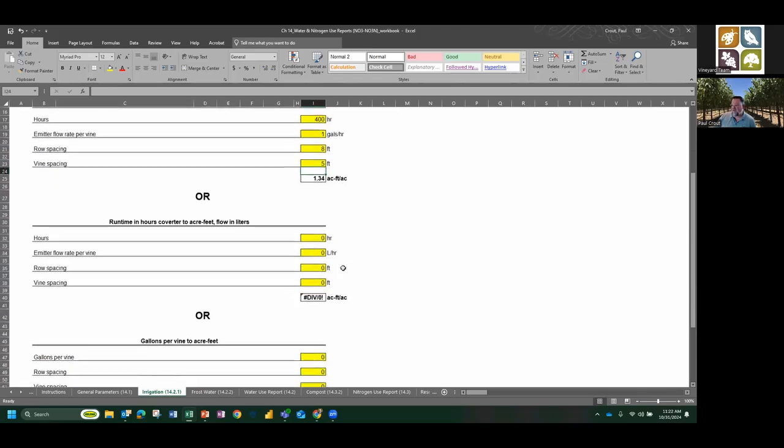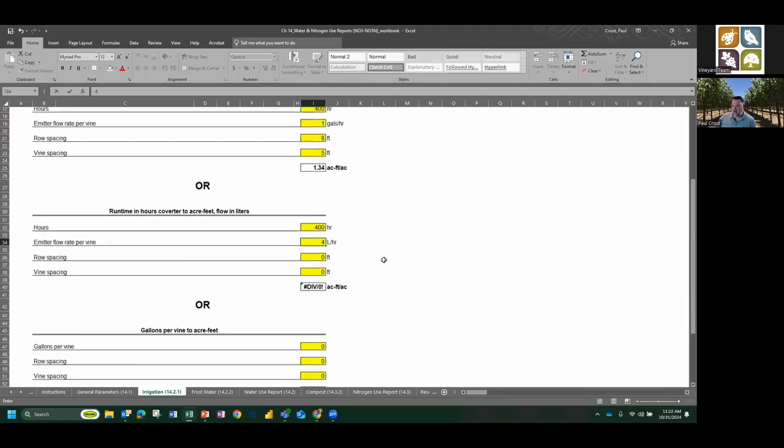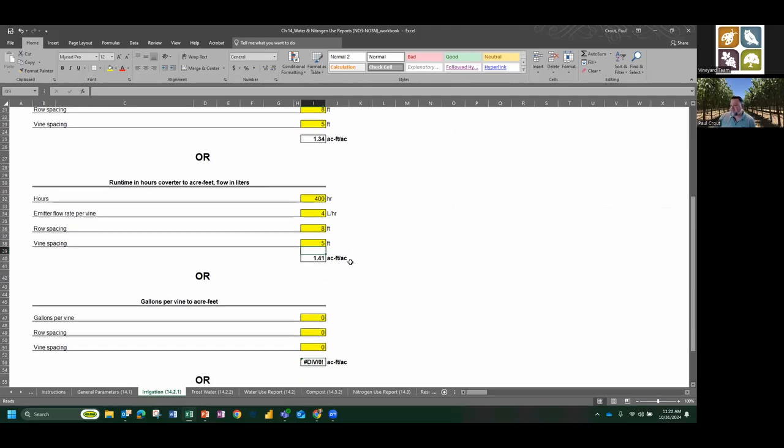Now, if you have liters per hour, as I showed with those NetFM emitters, you can enter the same information. So let's just say we entered 400 hours, and we have 4 liters per hour, and our row spacing is 8 foot by 5 foot, and enter. So it's 0.1 acre feet per acre.